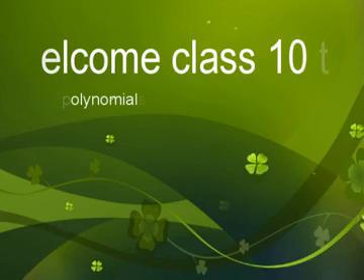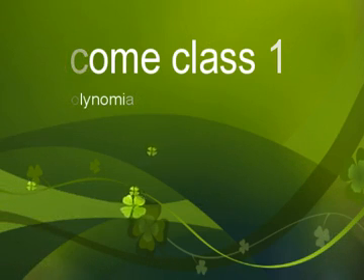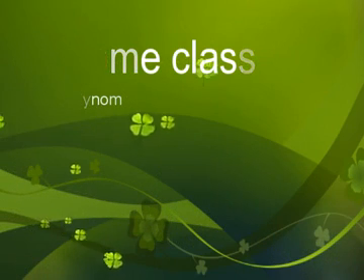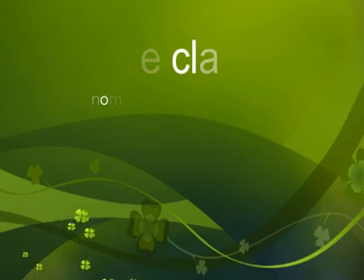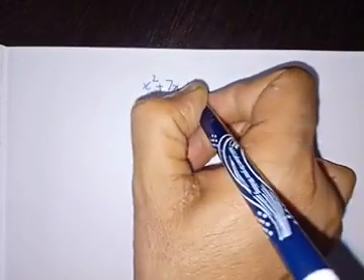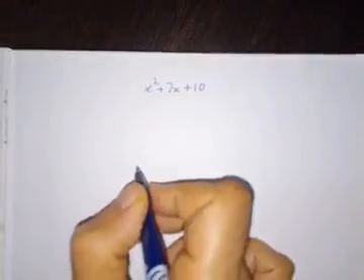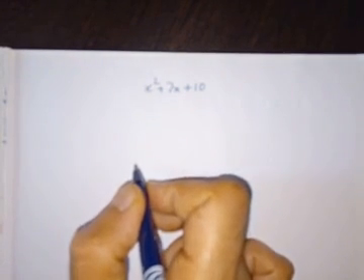Now let us move to exercise 2.2, and before moving to exercise 2.2, we will be discussing an example in which we have to factorize a quadratic polynomial, and the quadratic polynomial is x square plus 7x plus 10. So now this is a quadratic polynomial which we have to factorize by splitting the middle term.